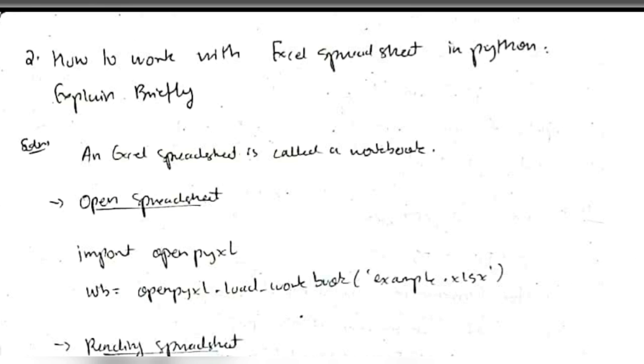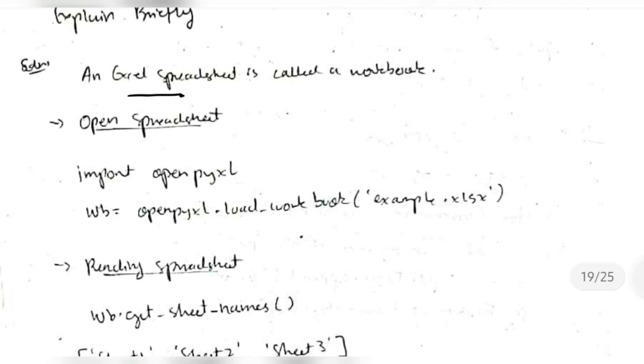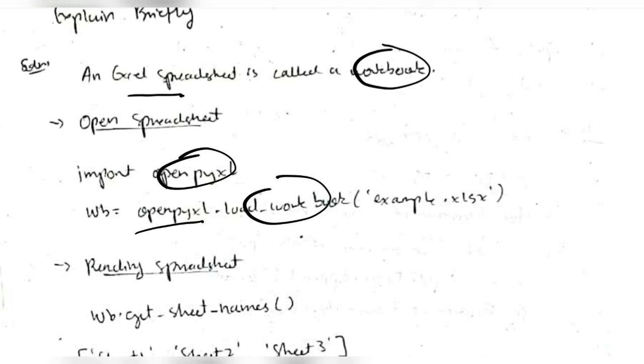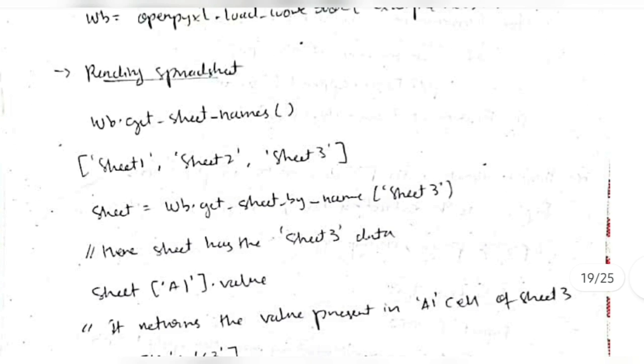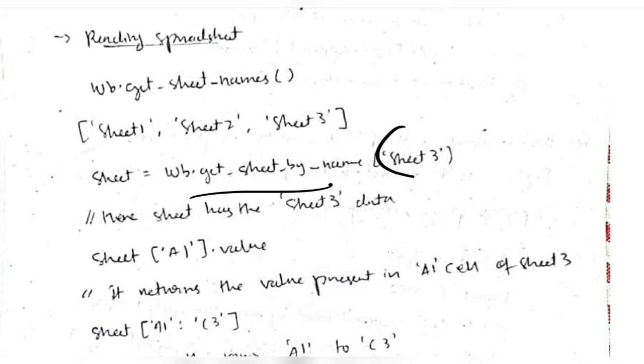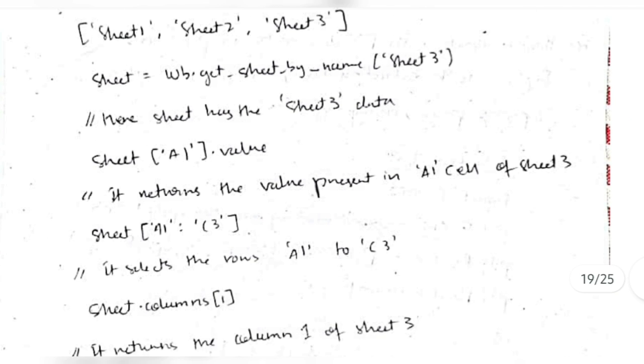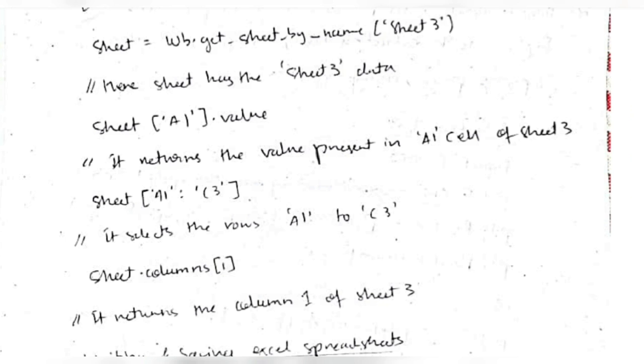Okay, the next question is how to work with an Excel spreadsheet in Python, explain briefly. This is just a summary of what we have discussed earlier. Here you will have an Excel spreadsheet called a workbook, and to open it, just import it and use pyexcel.load workbook. And to read it, first you will get the names, and if you want to read any particular sheet, get that sheet by name, so that sheet object will be stored. After that, get the value of it, meaning the A3 value or A1 value will be printed. And if you want to read from A1 till C3, you will access that as well. And if you want to read a column value like the first column, you will access columns of 1.